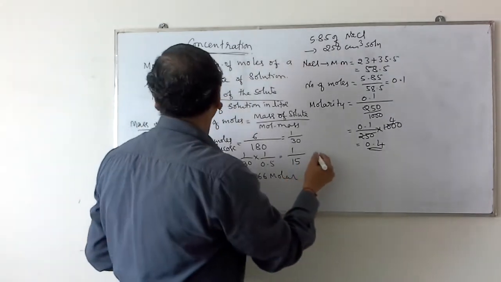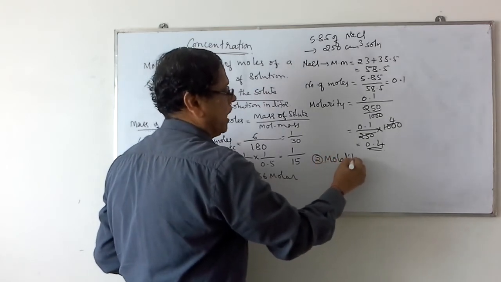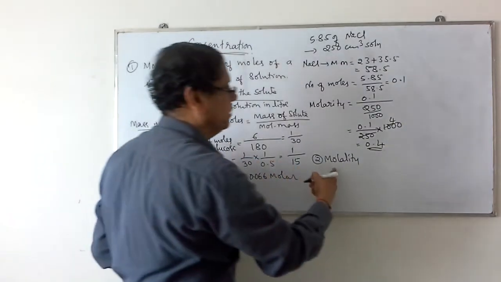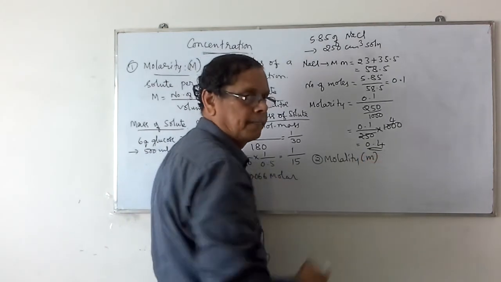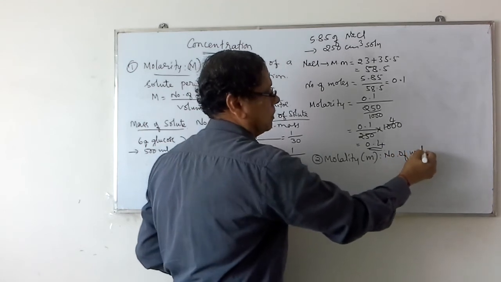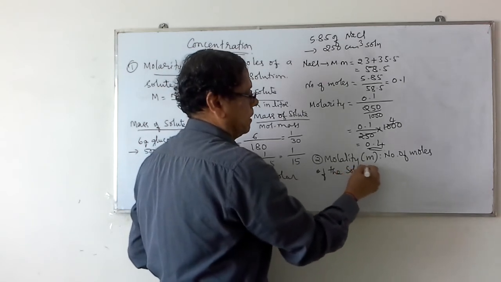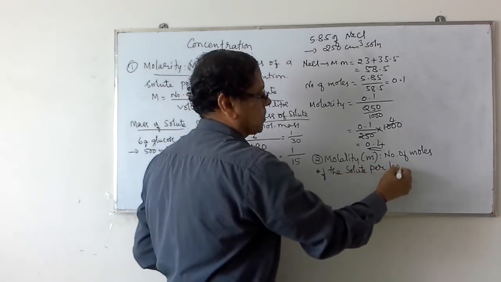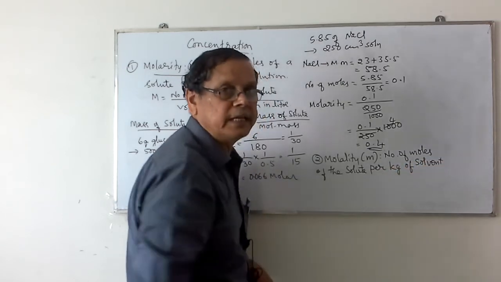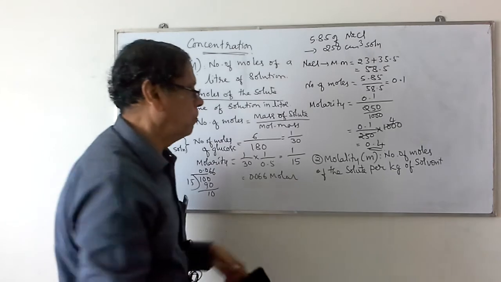In a similar way, we can consider the next concentration, that is molality. This molarity is expressed as capital M, while molality of the solution is expressed as small m. It is defined as the number of moles of the solute per kg of solvent. That is, the mass of the solvent should be expressed in kilograms. So the number of moles of the solute per kg of the solvent will give rise to the molality of the solution.